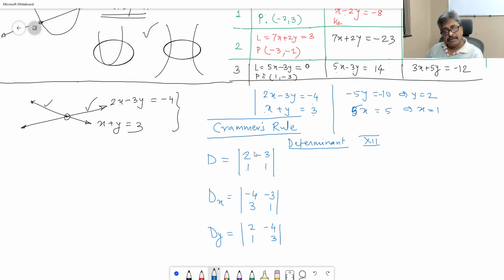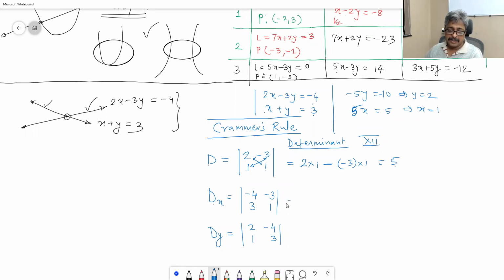Now what do I mean by this determinant? The meaning of this determinant is exactly the same as 2 into 1, this is the principal diagonal, minus 3 into 1, the other diagonal. So 2 into 1 minus 3 into 1. How much is this? 2 minus 3 is 5. So D is equal to 5.